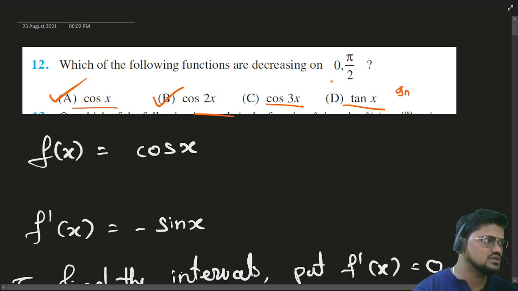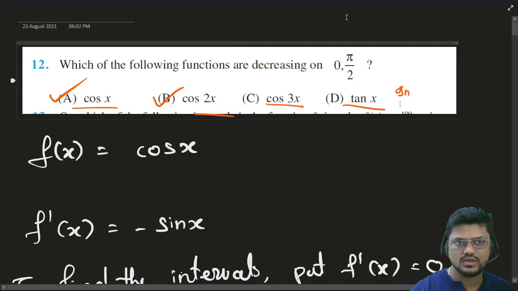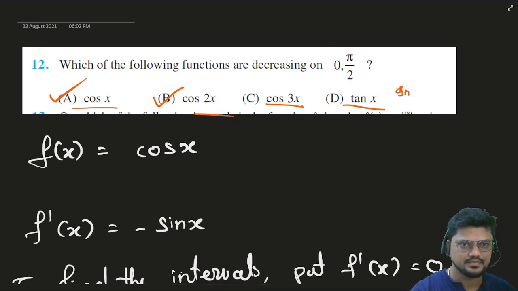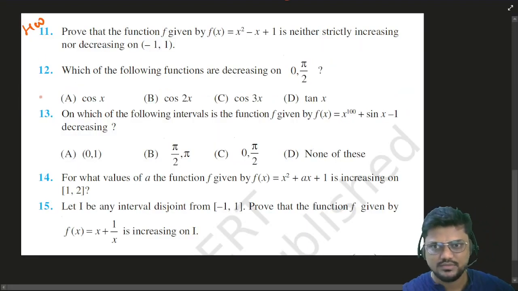So everyone has understood this whole sum? Please type yes or no in the chat box. Did you understand this completely? Okay, Sneha, Prakash, Janani, okay, Abhirup also. Fine. Let's continue then. This 12th one is also done.